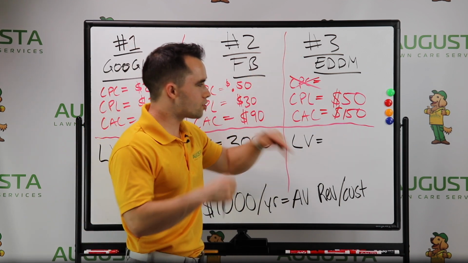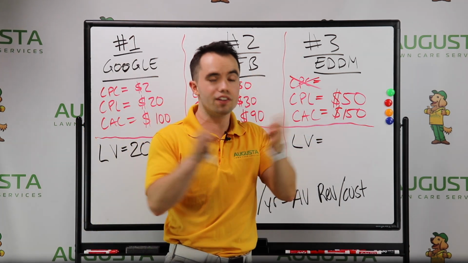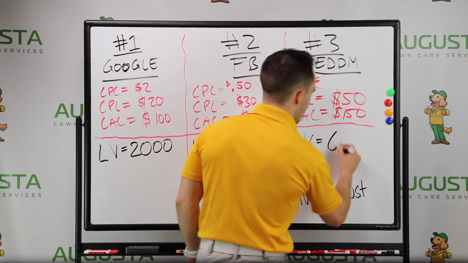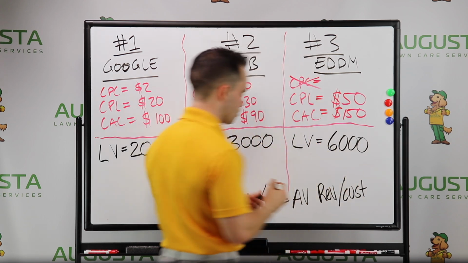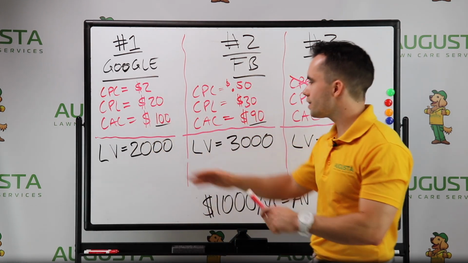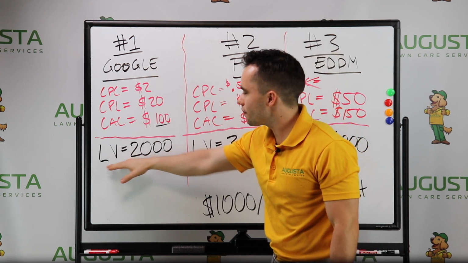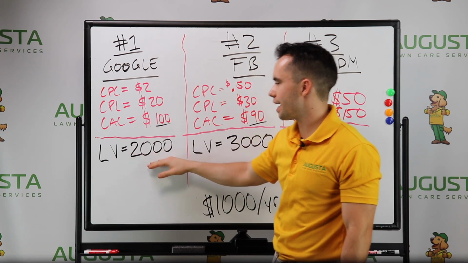These customers, we track them over the course of, say, 6 months. We figured out our attrition rate. They stay with us on average for 6 years. Great, that means the lifetime value of that customer is going to be $6,000. All right, so now we know the lifetime value of each of these types of marketing platforms and what their customers bring in terms of lifetime value.